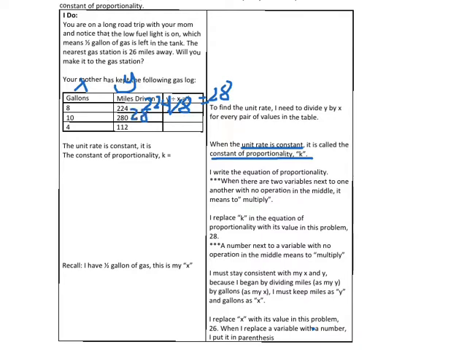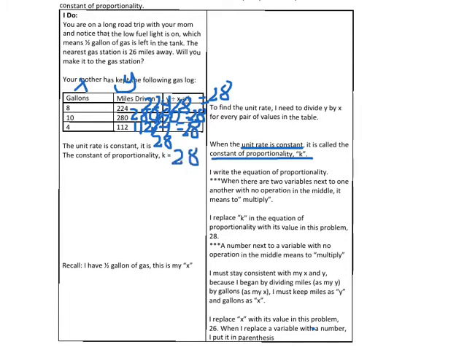280 divided by 10, also 28. My last pair, 112 divided by 4, is again 28. So I know my unit rate is constant. It's always 28. That means my constant of proportionality is 28 as well.